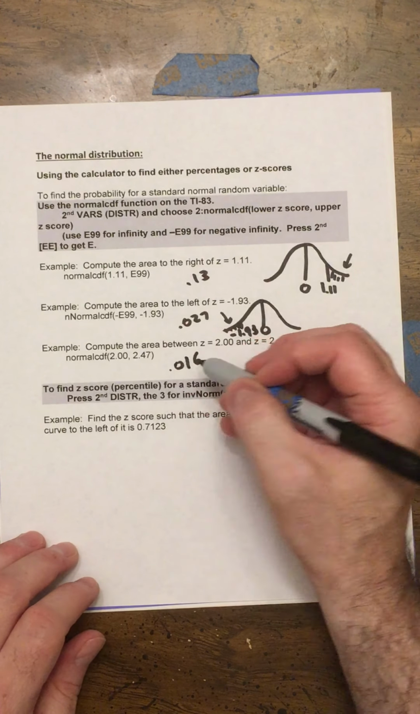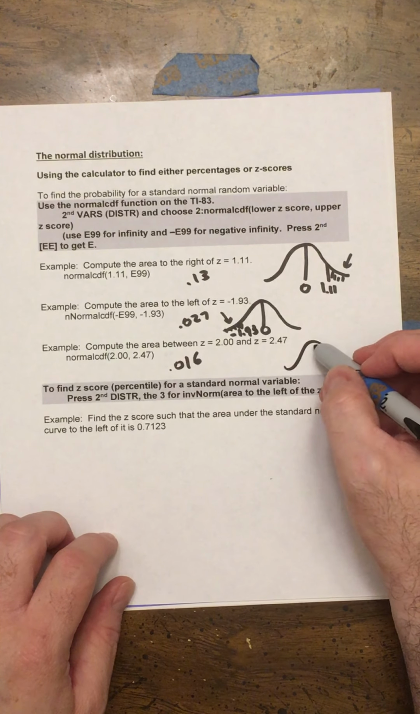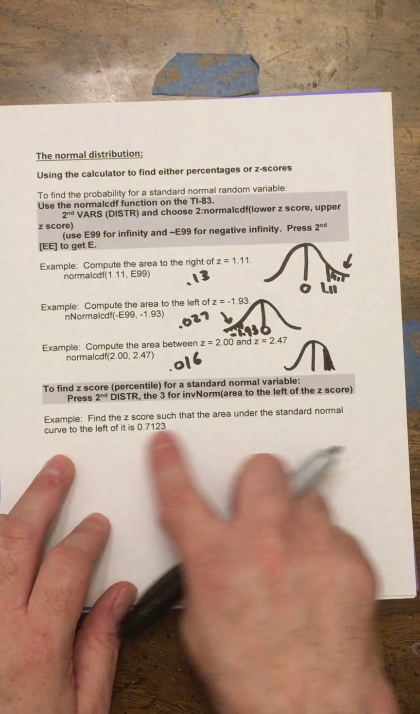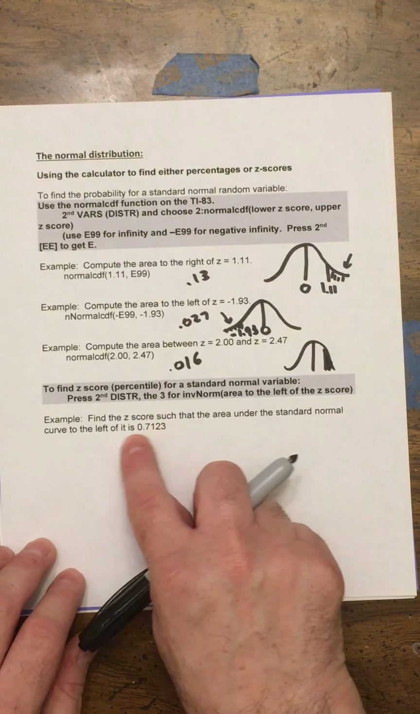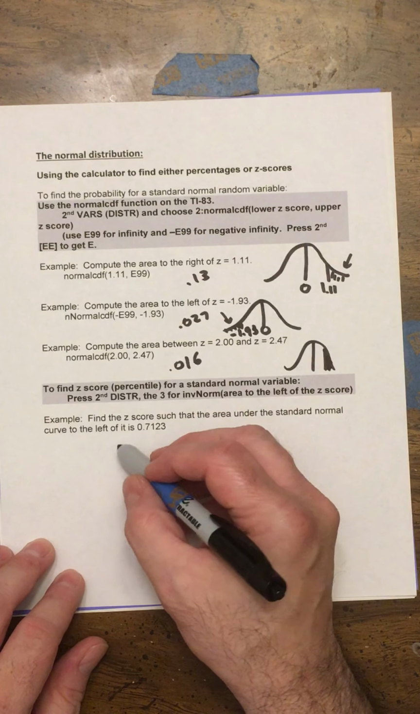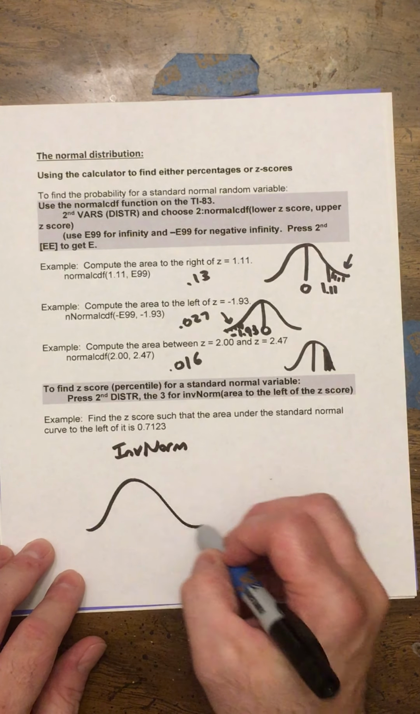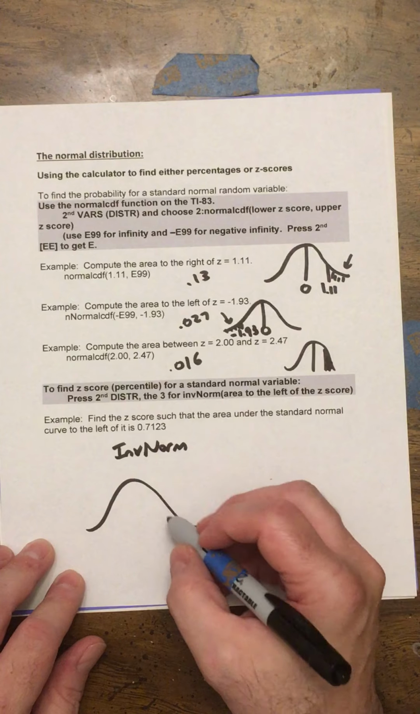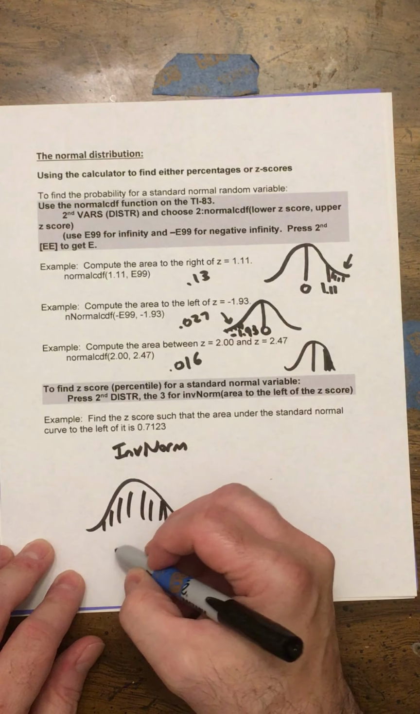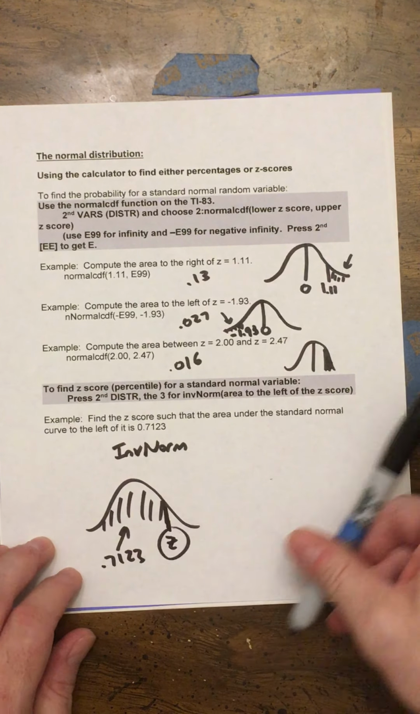Now, the opposite case is not to find the area in a tail or in between values, like in this last one where we found the area between two values. Suppose we want the z-score associated with an area. Now we're going to use this inverse normal calculator function. Just be aware that it's going to be the area to the left of 0.7123. That means about 71% of the area is in here. This is the 0.7123, and we want to find this z value right here.